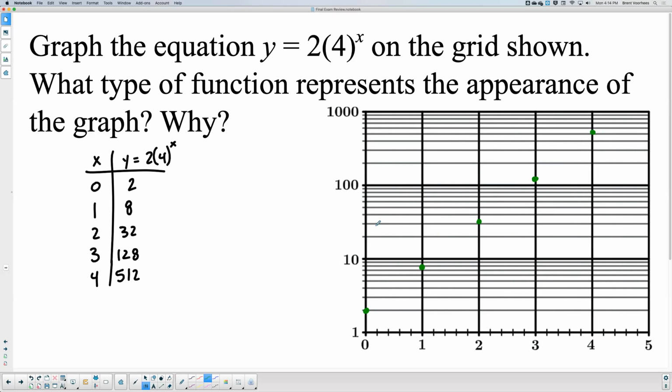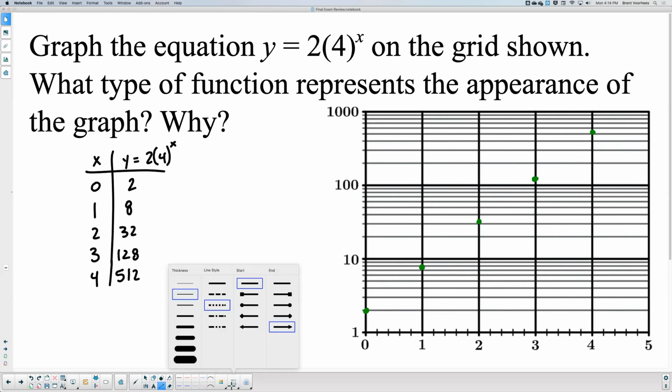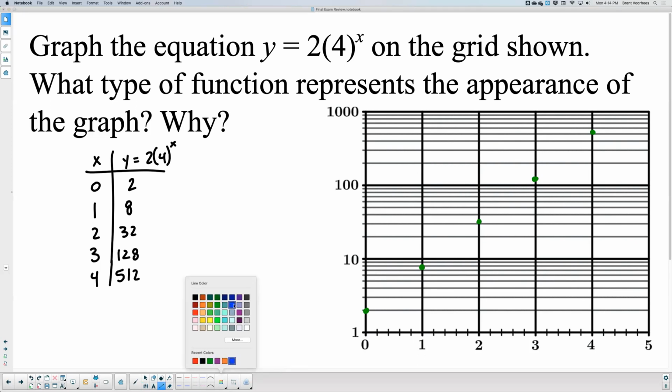Now, what is this? What type of function represents the appearance of this graph? It appears to be linear, if you ask me. This looks linear to me. Let me place this on there. Now, here's the question: why does it appear to be linear?